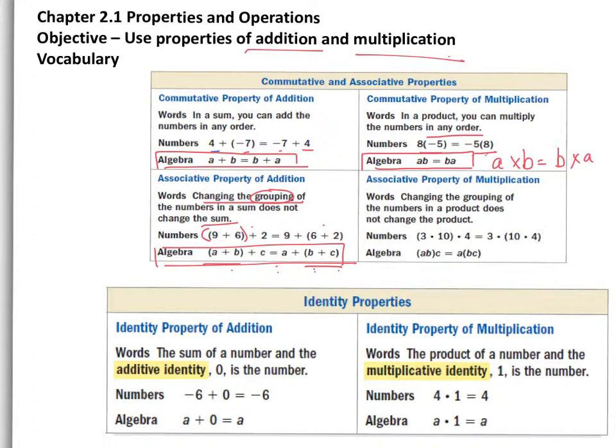The associative property of multiplication. In words, this means changing the grouping of numbers in a product does not change the product. So same thing, numerically, you have 3 times 10 times 4, and initially you have 3 and 10 grouped together. But on the right-hand side, you would group 10 and 4 together. But no matter which way you do to solve each side, you will still get the same answer. So algebraically, you would group A and B first, and on the right-hand side, you would group B and C.